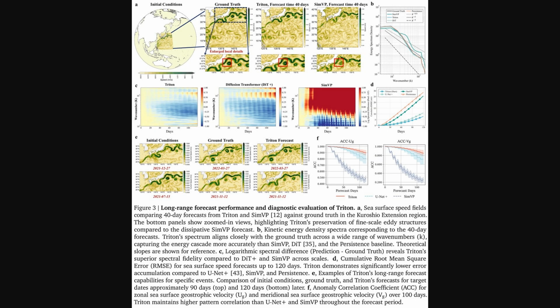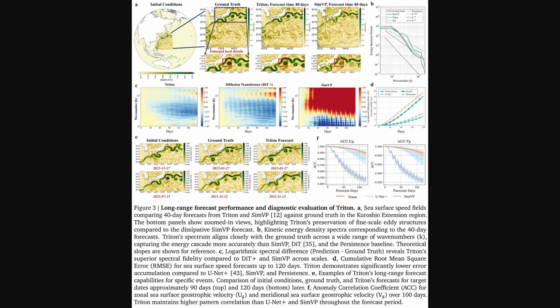So, building on that ocean forecasting performance, this figure zooms into a really tough test case, the Kuroshio region, famous for its complex ocean eddies. The maps show a 40-day forecast where Triton preserves these fine, swirling structures, while a competing model just blurs them out. The energy spectrum plot explains why. This shows energy across different scales, and Triton's prediction follows the ground truth perfectly, especially at high wave numbers, which represent those small details. This translates to better long-term accuracy, as shown in the final plots. They use the anomaly correlation coefficient, a metric for pattern similarity, where Triton's score stays incredibly high, near 0.9, for over 100 days.